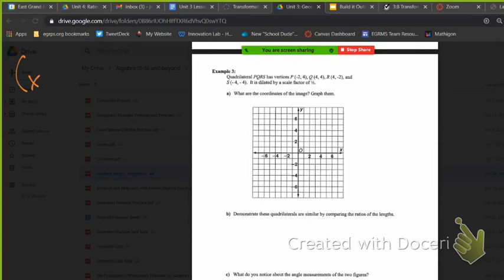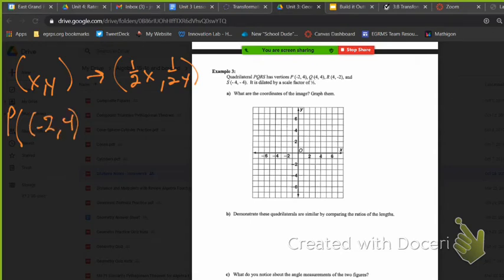Who can give me my rule? How is x, y going to change? Multiply by 1/2. Yeah, so 1/2 times x, 1/2 times y. Let's see what happens. So for point P, I have negative 2, 4. Who can give me my new coordinates? Negative 1, 2. Thanks. You guys are doing a great job spreading that around, especially since I can't see it. So that's P prime, negative 1, 2. Negative 2, 4 was our original point. Negative 1, 2 is our new point.